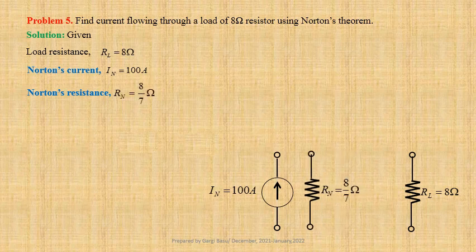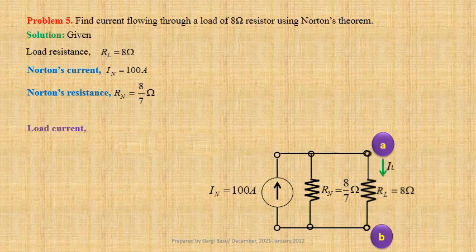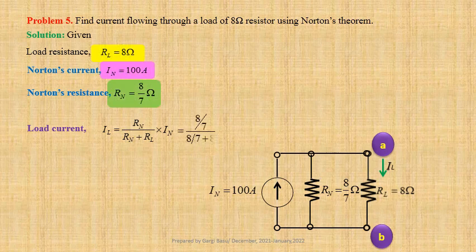Let us draw the Norton's equivalent circuit and connect the load resistor RL. Now we shall calculate load current. IL equals Rn divided by Rn plus RL into In. Using values we get 8 upon 7 divided by 8 upon 7 plus 8 into 100, that is equal to 12.5 ampere.